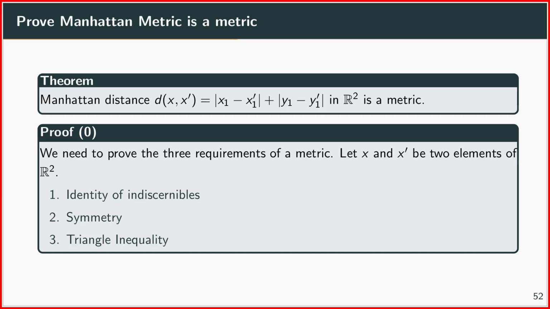So the Manhattan distance, as I already showed you, is basically just the sum of the absolute values of the differences of the coordinates x and y in your R2 plane. And if you want to show that this is a metric, you need to go through all three requirements, and you have to prove each of those requirements. And if you can do that, then you can say, okay, this is really a metric. So we will do that very quickly, going through all three of them: identity of indiscernibles, symmetry, and triangle inequality.